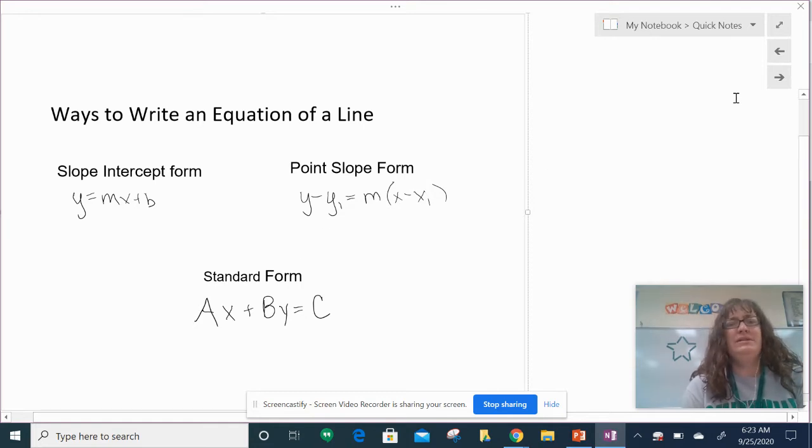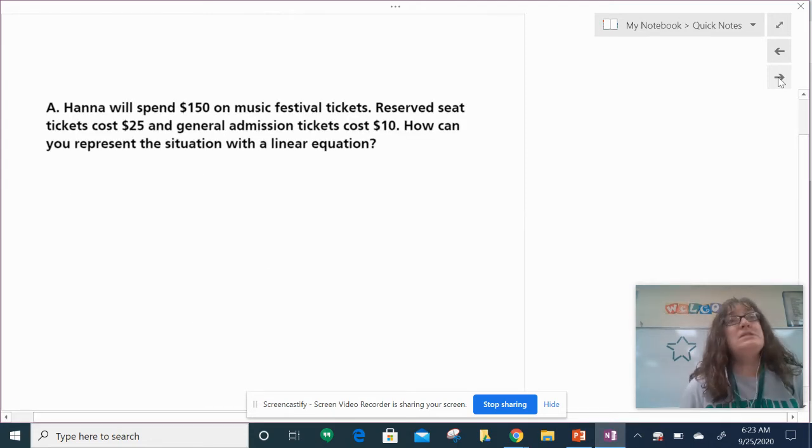So when would we use standard form? Because we're most used to using slope-intercept. Point slope is a nice form to get us there if we're given a point and a slope or 2 points. So when might we use standard form? Well, most of the time we use standard form when we're given a word problem that looks something like this.